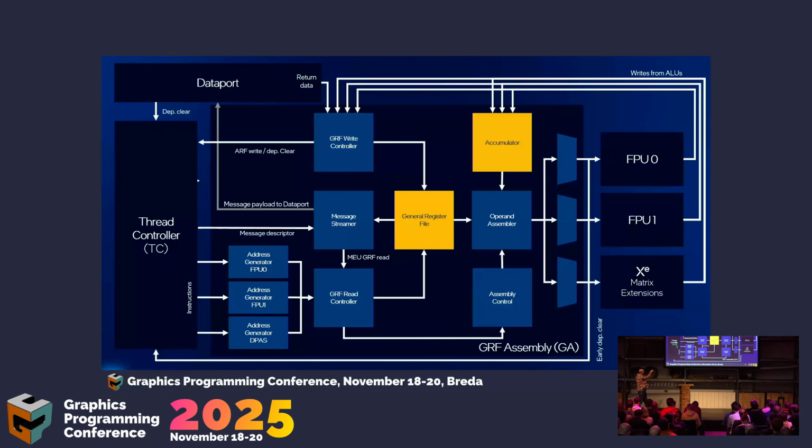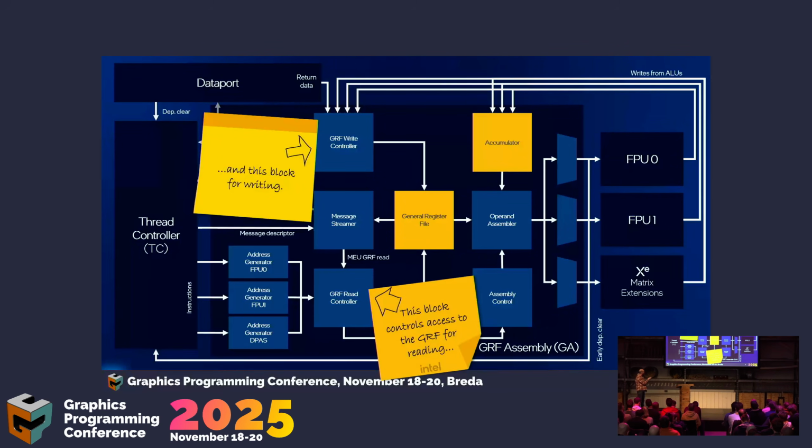So the thread controller makes a selection from the threads, what instruction it's going to run, sends it down to the GA, and then this guy is going to read the data out of this thing and then send it up here, and then these will write back here when they've computed the result. This guy here, the read controller, is controlling access to the GRF. So all of these things come in. This guy has to decide who gets access. This guy up here decides who gets to write back.